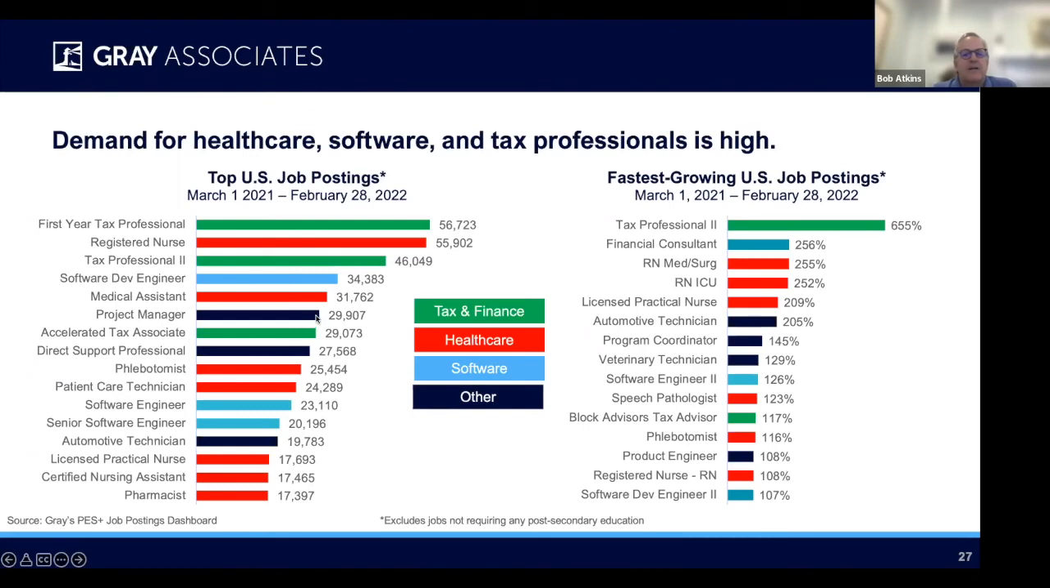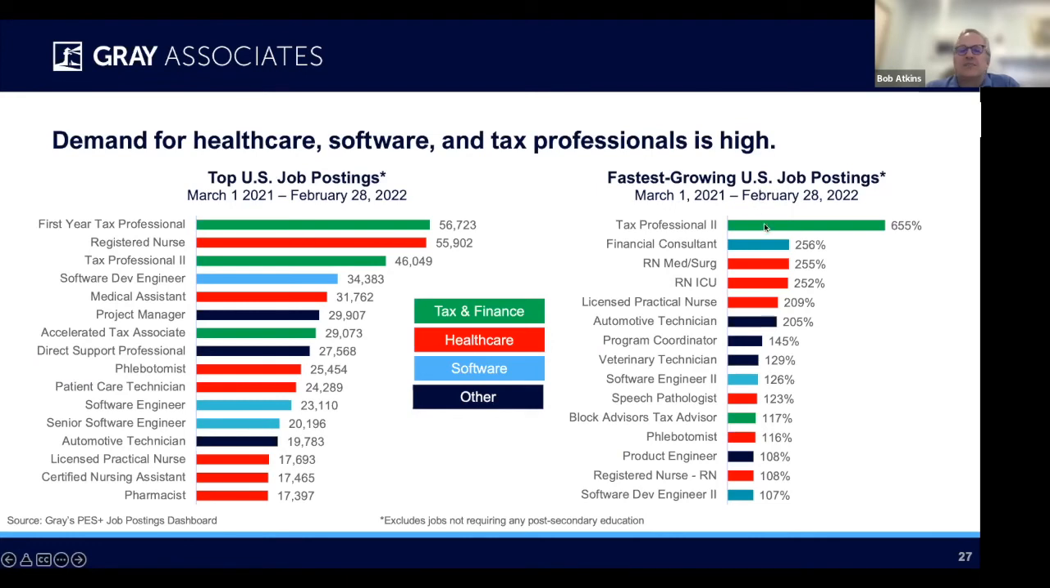Project managers, very likely many of those are associated with software. Direct support professional and auto tech, as I mentioned a minute ago, there is a boom in demand for auto techs right now. That wasn't true when it was being predicted by BLS when I was looking at it 10, 12 years ago.